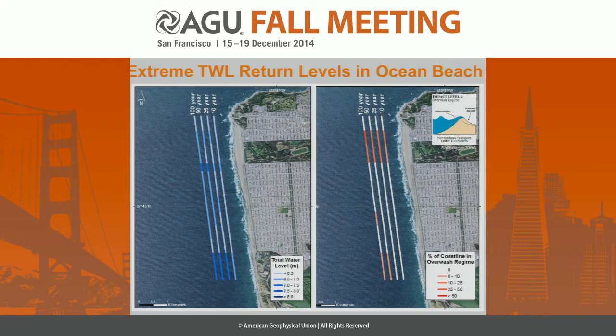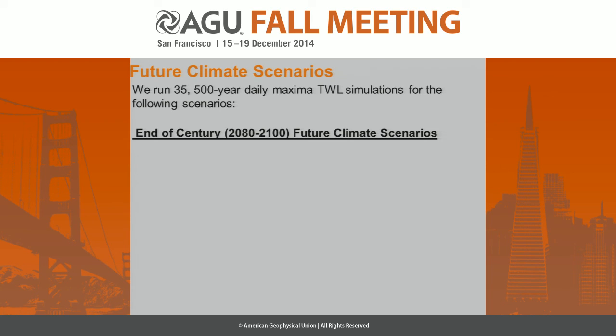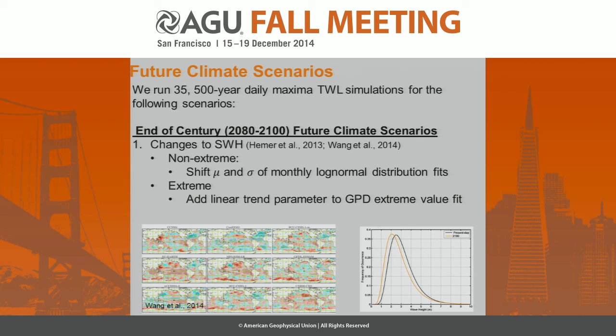So this gives us an idea of, number one, how total water levels vary spatially, but also what we can expect based on our present day climate. However, we know climate is changing, and so we want to start considering how these total water levels will change into the future. So we run a few future climate scenarios for the end of the century, so 2080 to 2100. The first climate scenario is we allow changes to significant wave heights into the future.